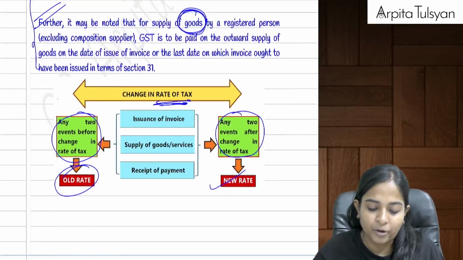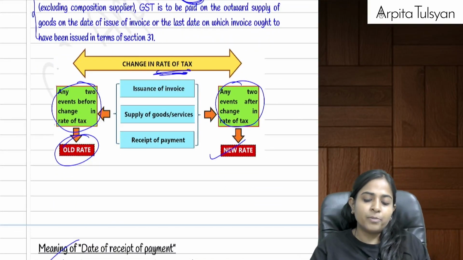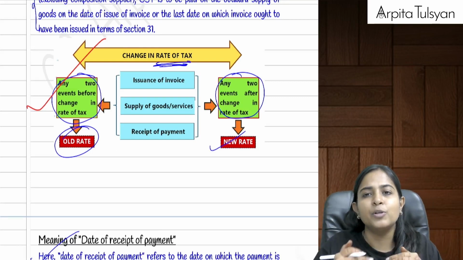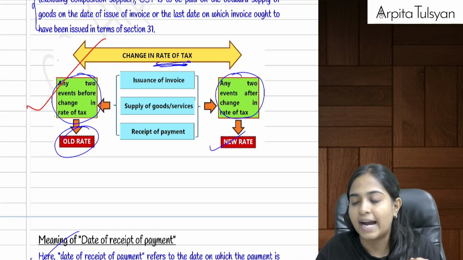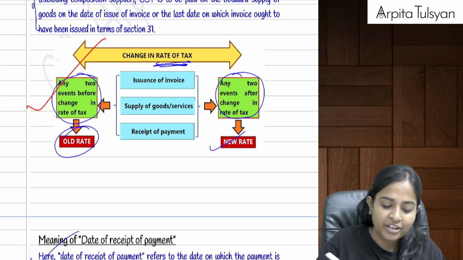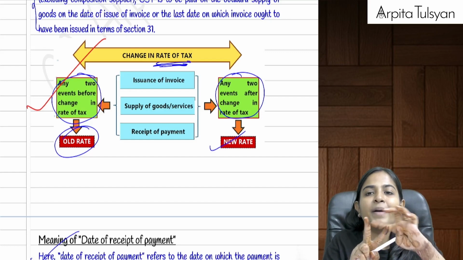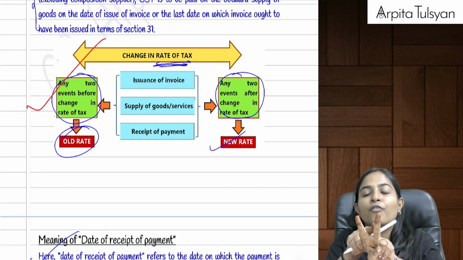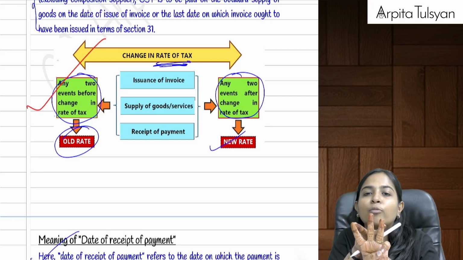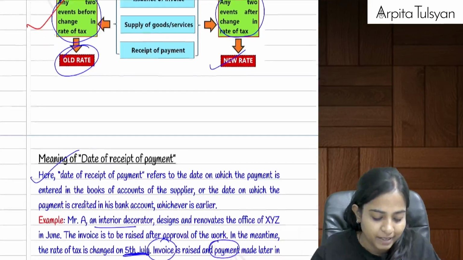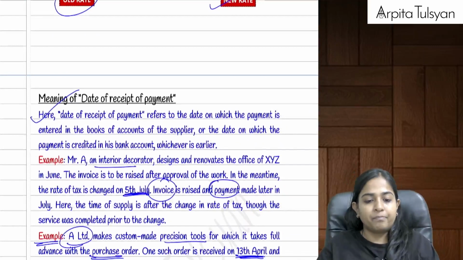Now the most important thing here: this is the summary table of what we have studied. This table is given by the ICAI module. They have just told you that you just have to match two events. If there is one before, one after, another before, can we say there are two before? So the before rate will be applicable. That has been given here. Okay, now listen.